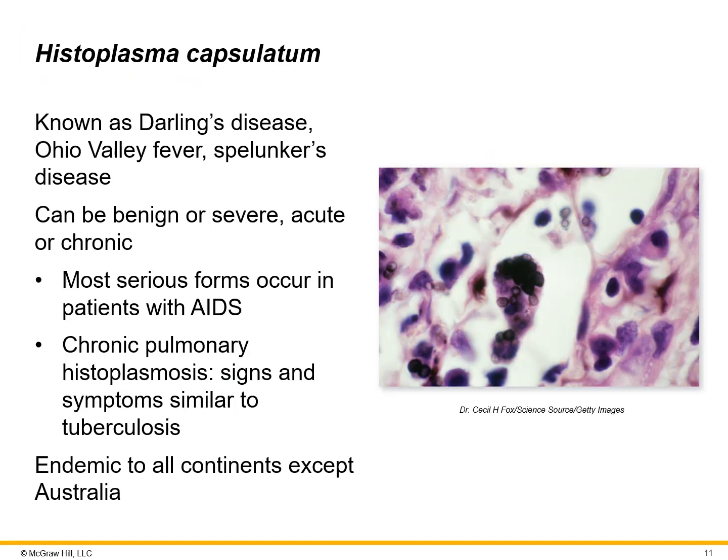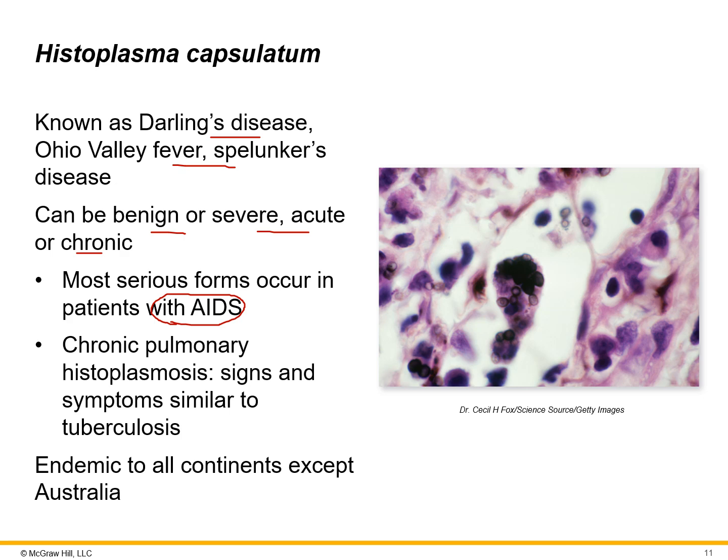Histoplasma capsulatum. This is also known as Darling's disease, Ohio Valley fever, or spelunker's disease, like caving. This can be completely benign in some individuals, or they wouldn't even know they had it, or it can be extremely severe. It can be acute and over within a week or so, or it can last for weeks or months. So again, a lot of variety, kind of like we've seen with COVID, but this one ranges between individuals. The most serious forms, though, are those who have AIDS.